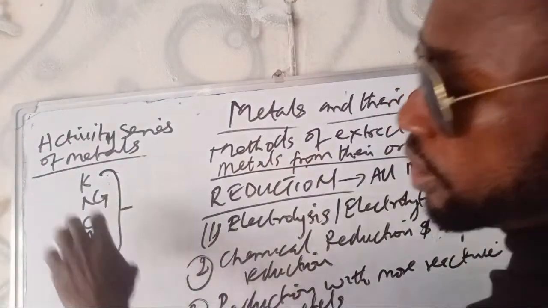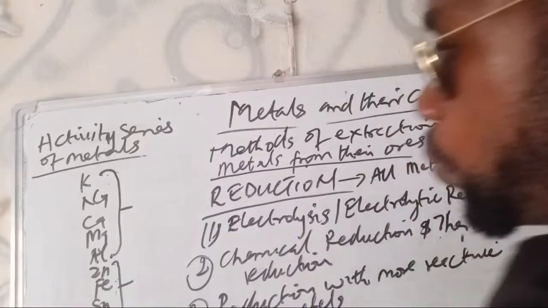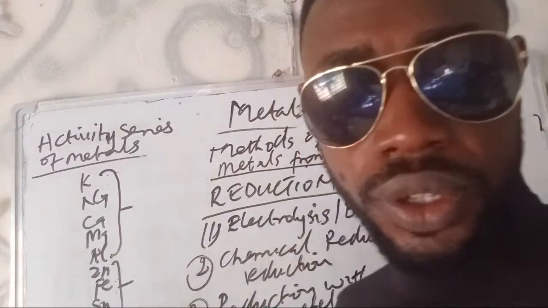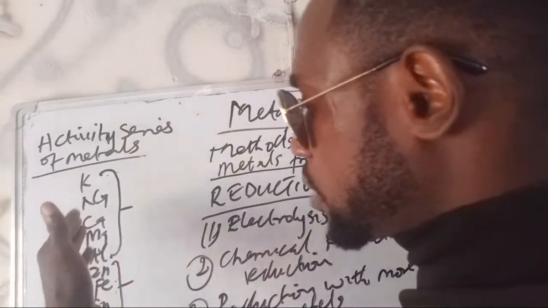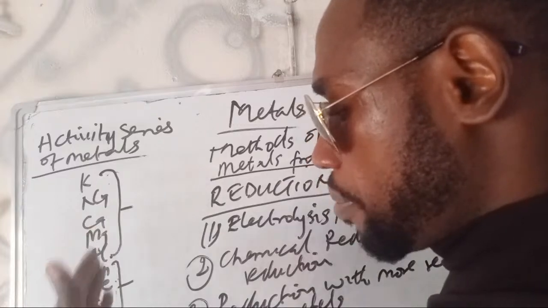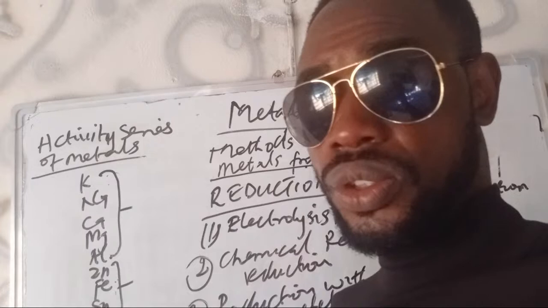So let us look at this arrangement and see which method is suitable. Starting from the activity series I gave to you, we have potassium, sodium, calcium, magnesium, aluminium, zinc, iron, tin, lead, hydrogen, copper, mercury, silver, and gold. Hydrogen is never a metal, but it's there just to determine.